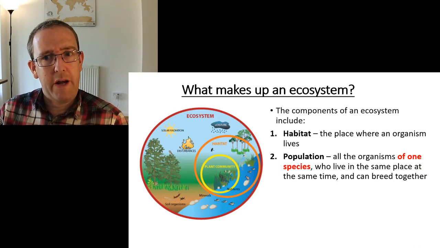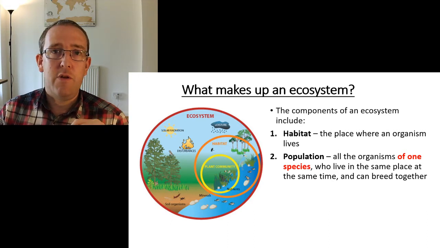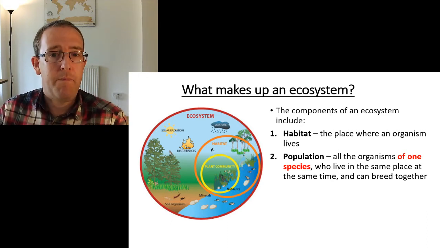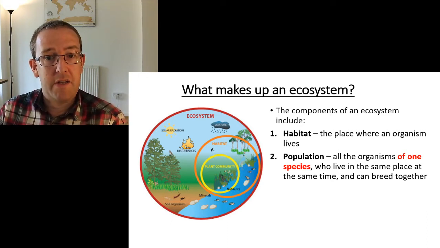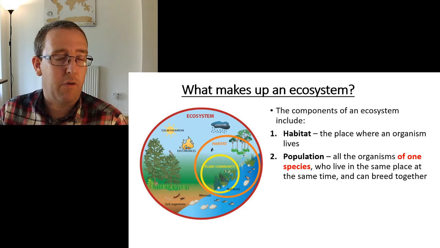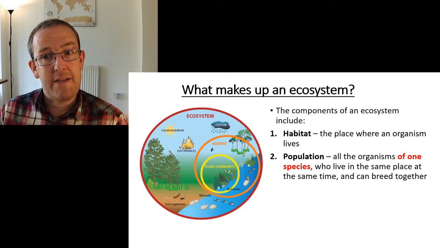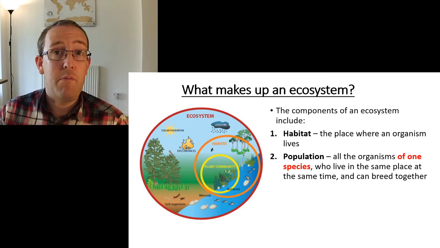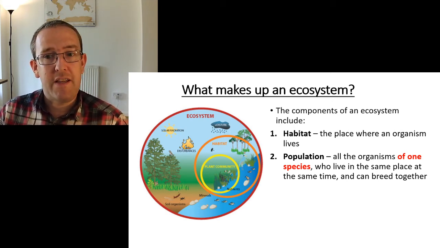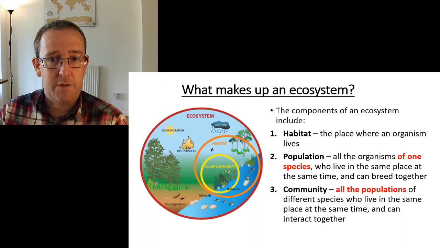Population: when we're talking about population, we're talking about all of the organisms of one species. So you might say, in this sort of river system here, the population of fish, the population of carp or whatever it might be. Population of plants, of bulrushes that live by the side of the river. So population is all of the organisms of one species who live in the same place at the same time and can breed together. You remember the species definition. If they can't breed together, we don't say they're necessarily a species.